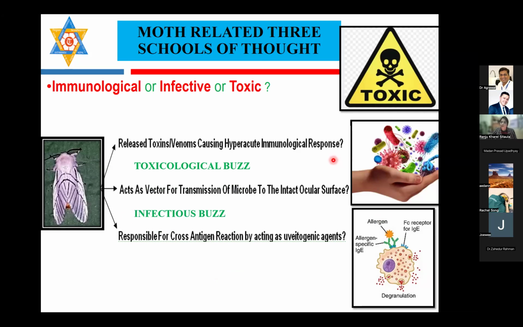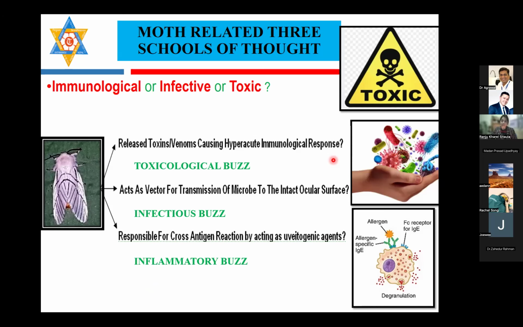Next, we thought maybe the moths are just acting as a vector for transmission of some microbes to the intact surface, or they are just acting as a secondary offender, some commensal organism becoming pathogenic on the ocular surface. Is SHAPU an infectious buzz? Our third hypothesis was, is SHAPU just a cross-antigen reaction, where the moth and the feces are just acting as a uveitogenic agent? So is SHAPU an inflammatory buzz?